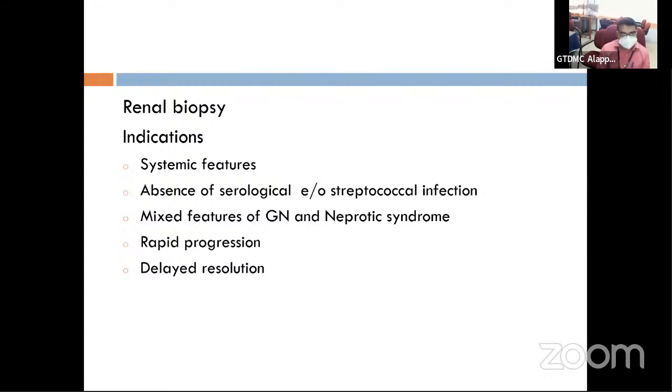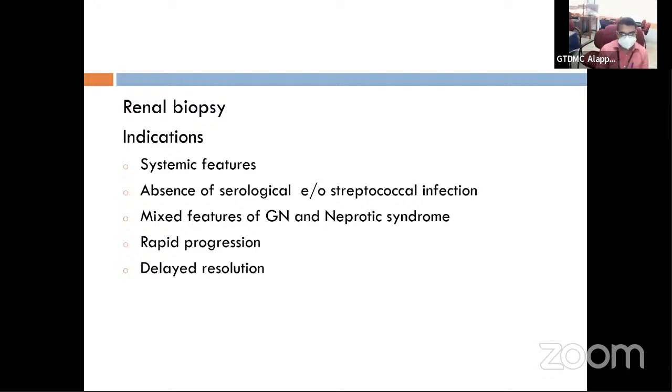Then, absence of serological evidence of streptococcal infection. If ASO titer is normal, anti-DNase B is normal, and C3 level is also normal, think of other etiologies. In that condition, you have to do a renal biopsy to confirm the diagnosis. And the third indication for renal biopsy is mixed features of glomerulonephritis and nephrotic syndrome, that means nephritic onset with nephrotic syndrome.